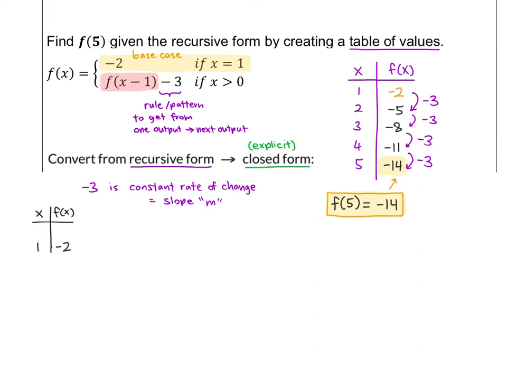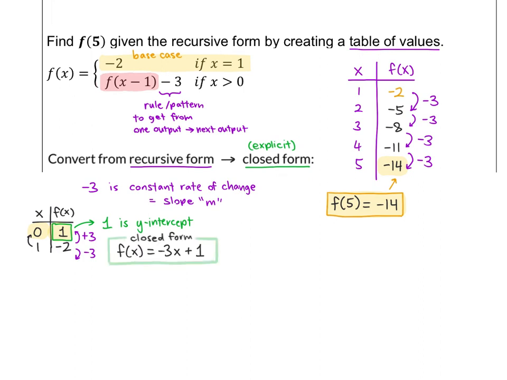Since our starting base case is x being 1, we'd have to go backwards to reach 0, and so instead of subtracting 3, we would have to add 3 to negative 2 to move backwards to when our x input is 0. Negative 2 plus 3 gives us positive 1, so that means at an input of 0, our output would be positive 1, and our y-intercept would be positive 1. So our closed form function would be f of x equals negative 3x plus 1.